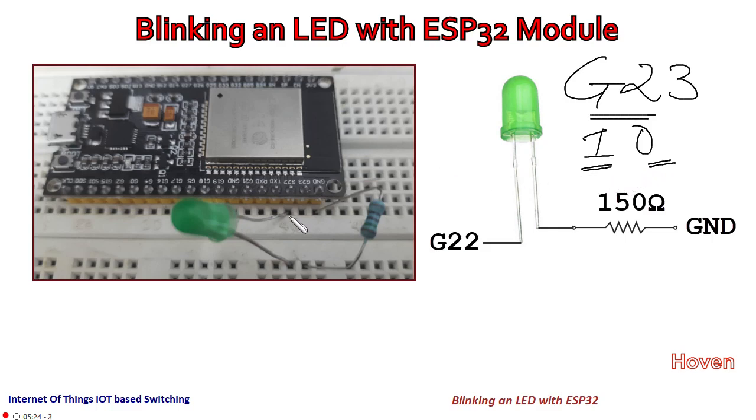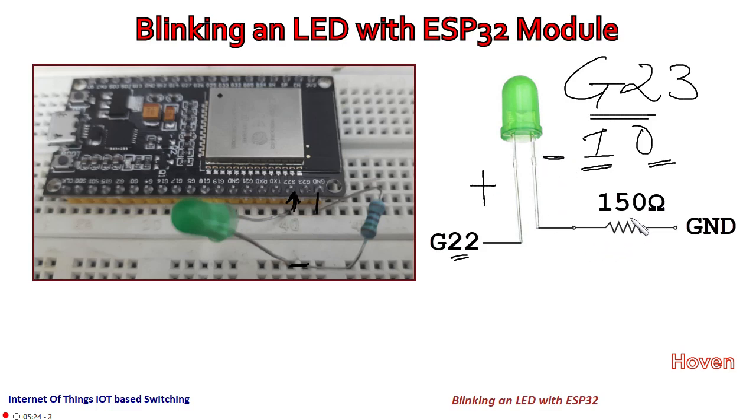So if you see my circuit diagram, this is one pin of the LED that goes into G22. This LED then comes to a resistance. These are internally connected, and from a resistance it goes to the ground pin. This is the circuit diagram G22. The longer leg of an LED is called positive. So positive will go to G22, and the other end is called negative.